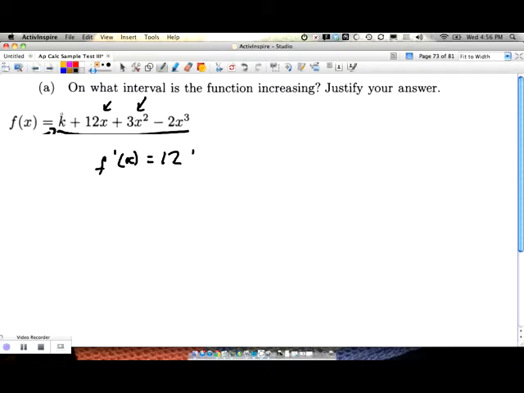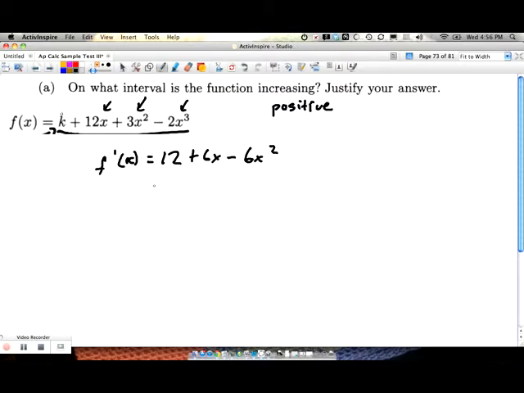Now as I look at this, I'm trying to figure out when this is increasing. So I need to figure out when this is positive. When is it greater than 0? So what I'm going to do is take this piece and set it greater than 0. I can also factor it.